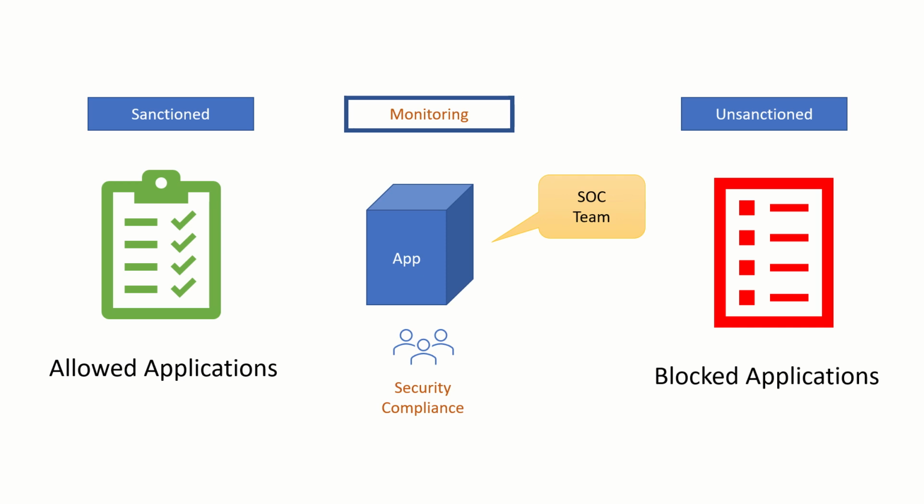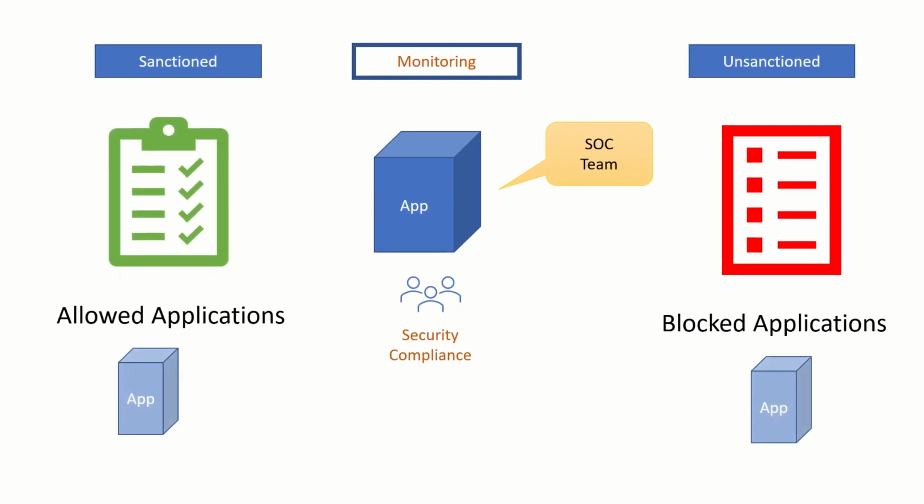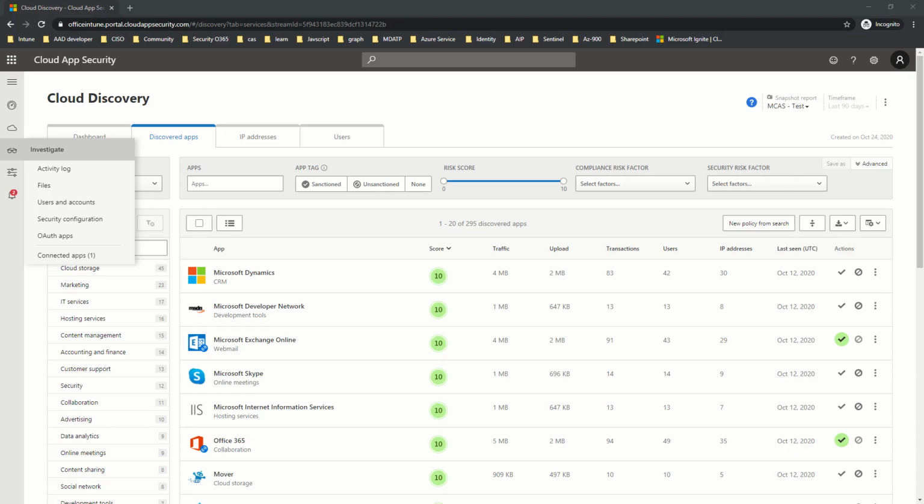Right. So in that case, I can place that application in the monitoring category, and I can have a couple of people review that application. And then depending upon the insights that I get, I can keep that application in the category of either sanctioned or unsanctioned applications. Okay. Now, an application is only tagged as unsanctioned when you want to block that application. Okay. Otherwise, there is no need of keeping an application in unsanctioned mode altogether.